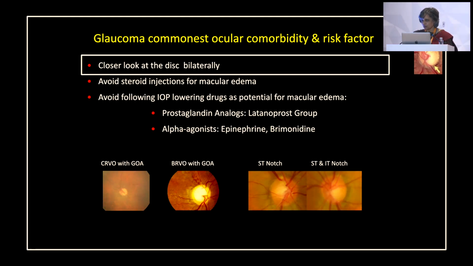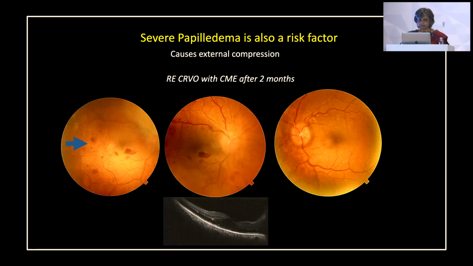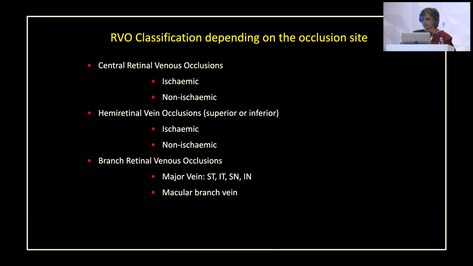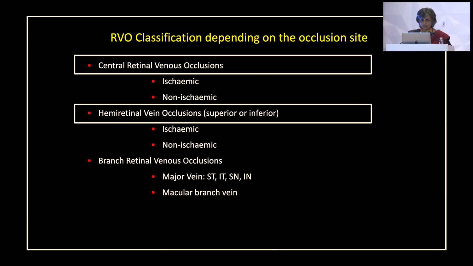Once we know that it is a glaucoma patient, we start treatment for glaucoma and we try to avoid intravitreal steroid injections because that would increase the IOP. As well, when treatment for glaucoma starts, we request the glaucoma physician to avoid prostaglandin analogs and alpha agonists, which can increase the incidence of macular edema. I've also found patients with papilledema coming with vein occlusions in their subsequent visits, probably because of external compression by the disc edema.